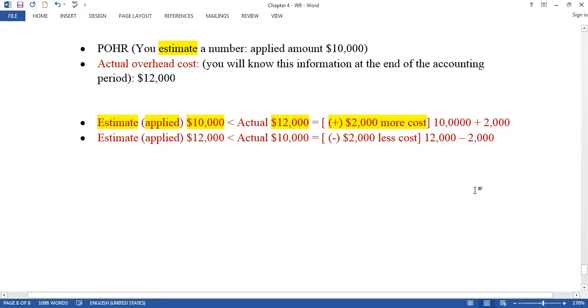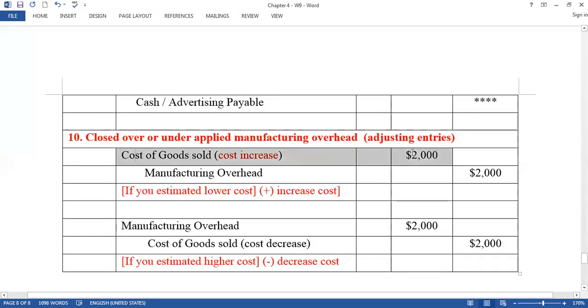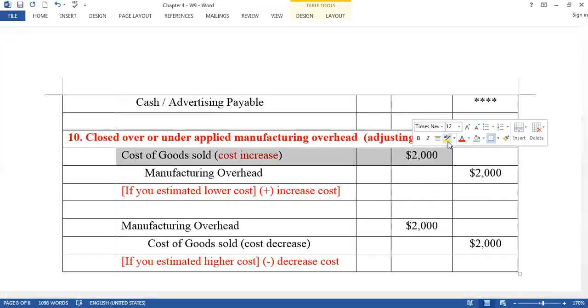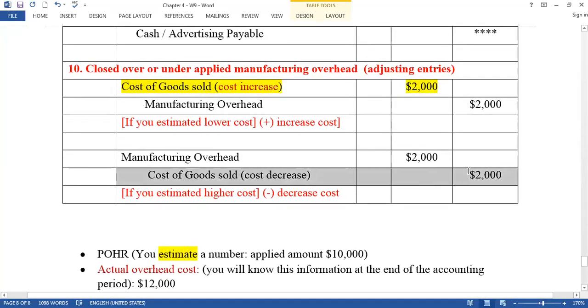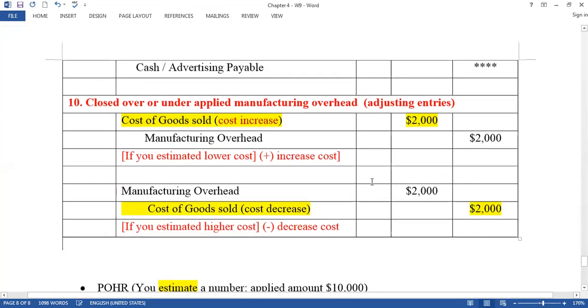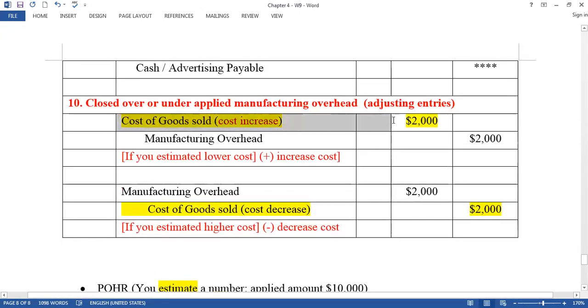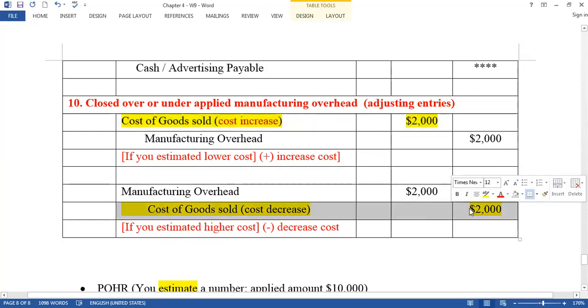Clear? So that's why, look here, cost of goods sold sometimes debit, cost of goods sold sometimes credit. When do we record debit and when do we record credit? If you record cost of goods sold debit, it means you have to add your cost. If you record cost of goods sold credit, it means you have to decrease your cost. You know this from Principles of Accounting 1, right? Expense increase debit, expense decrease credit. So if you want to add 2,000 more, then cost of goods sold debit. If you want to deduct 2,000, cost of goods sold credit.